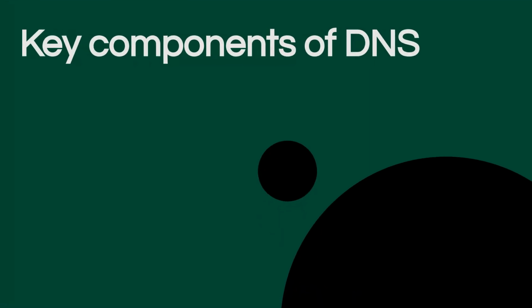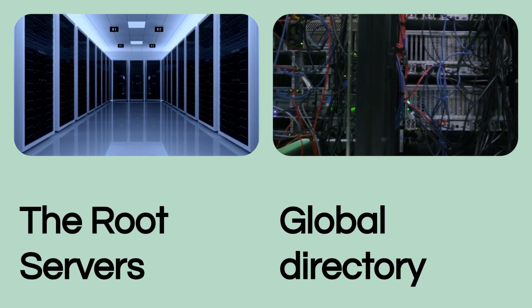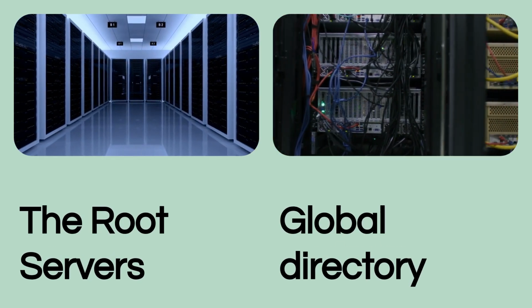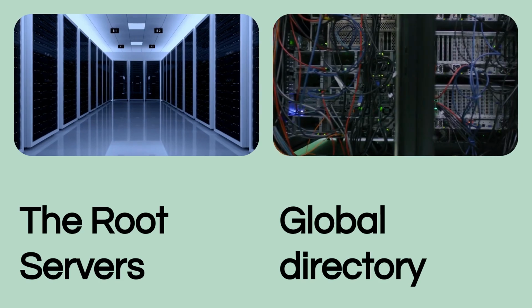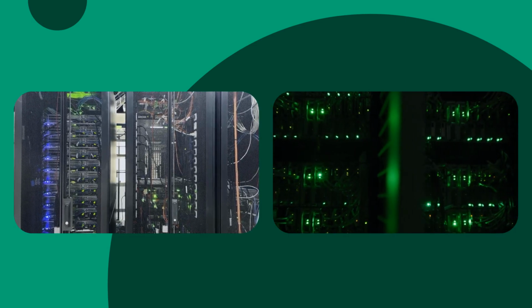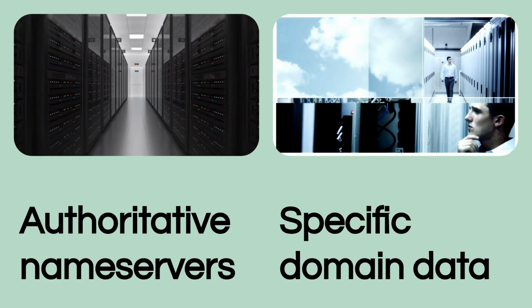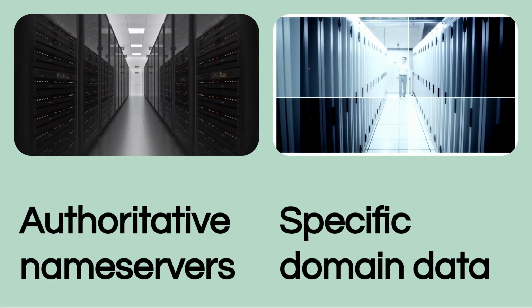Let's break down the key components involved in this process. At the top are the root servers. They act like a global directory, pointing to the appropriate top-level domain servers. Next, TLD servers manage domain extensions like .com, .org, or .net, directing requests to the correct authoritative name servers. Finally, authoritative name servers hold the specific DNS records for a domain, providing the precise IP address.